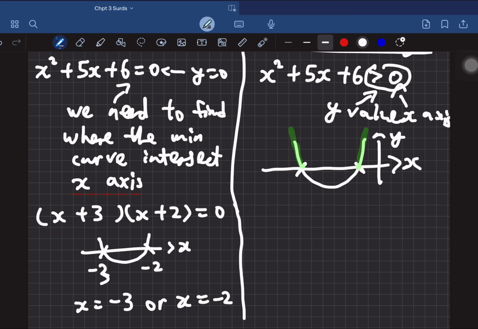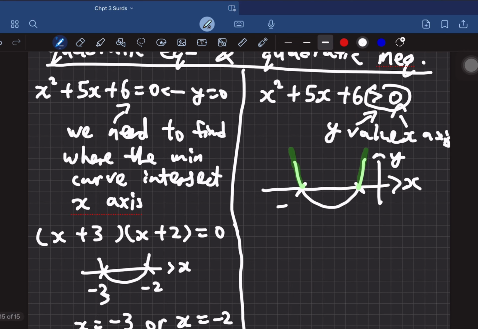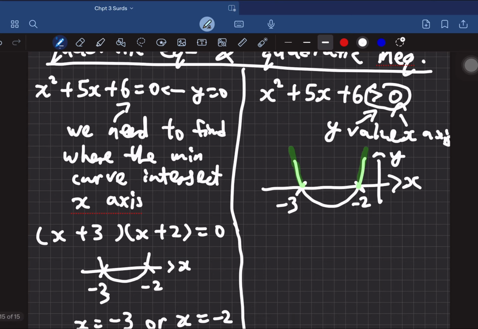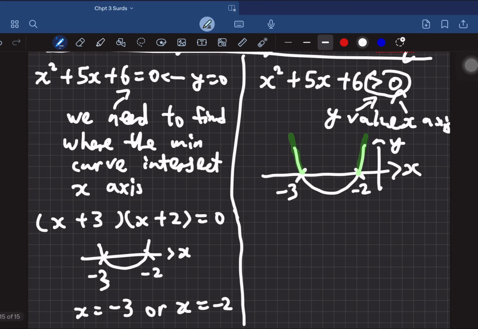So this is our -3 and -2. For this case, because there are two shaded regions, the quadratic inequality after we solve will be x less than -3 or x more than -2. So this is if it is more than 0.